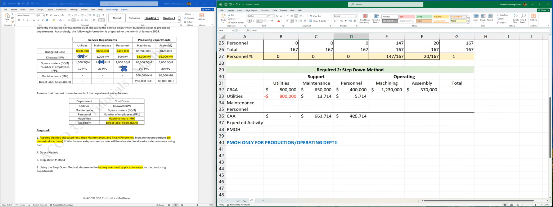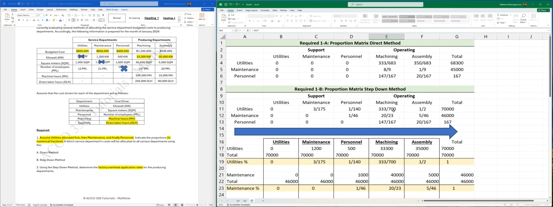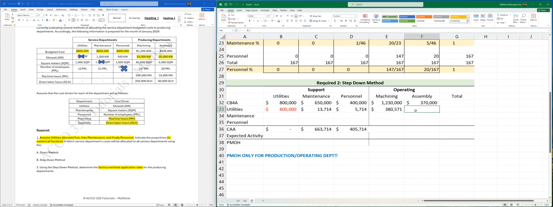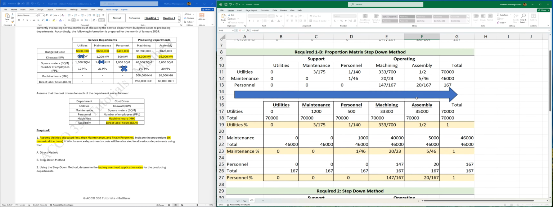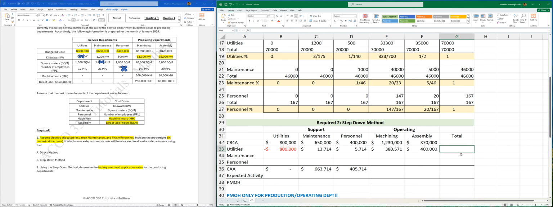Okay, now let's keep going. For machining, equals minus this times machining, it's 333 over 700. And last but not least, equals minus that, 800,000 times 1 over 2, 400,000. Then we go check our answer at the end just to see if we've allocated the cost properly, because remember, it's going to add up to 0. And it does. Good. Utilities is now allocated.